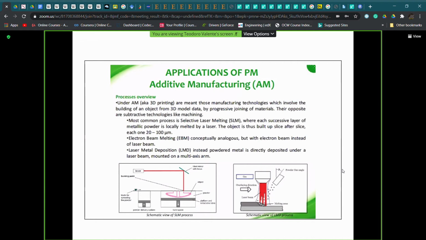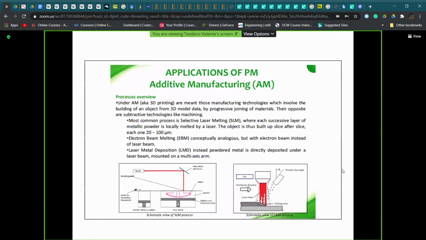And this is the opposite approach with respect to the subtractive technologies, like, for example, machining. One of the most common processes in this area is the so-called selective laser melting. In the SLM technique, each successive layer of metallic powder is locally melted by a laser, and so the object is built up by adding slices. Slice after slice, each slice has a thickness ranging from 20 to 100 microns.